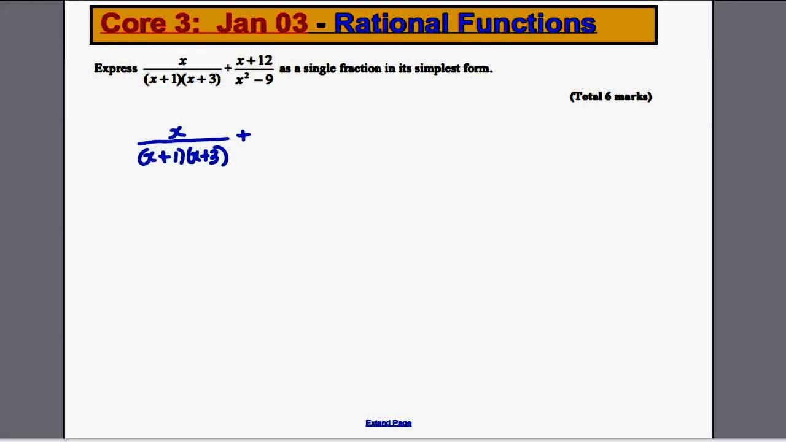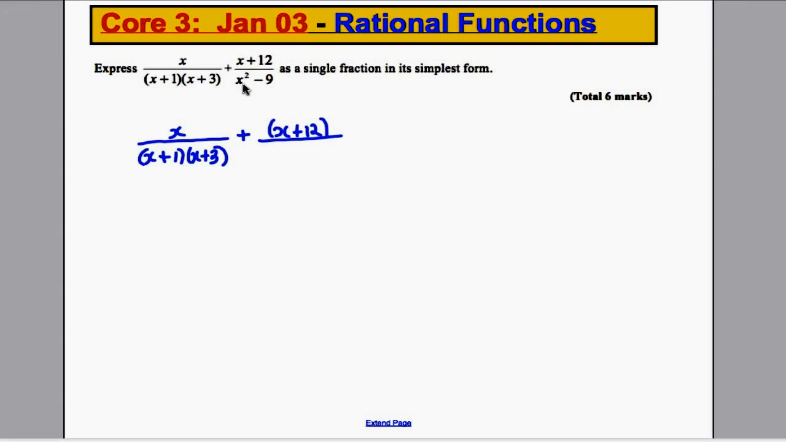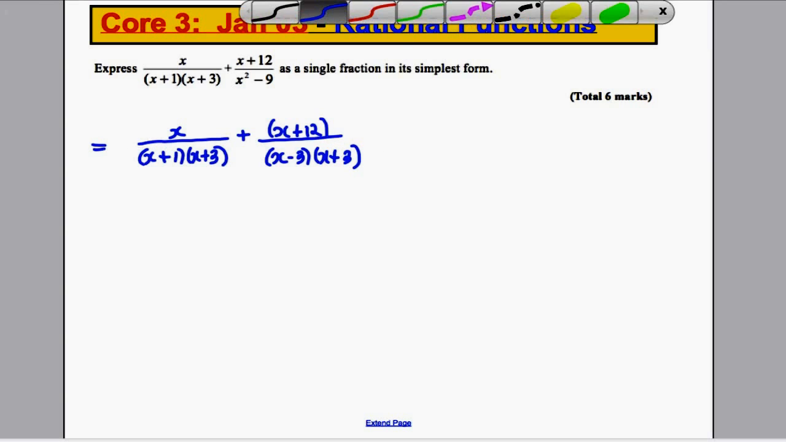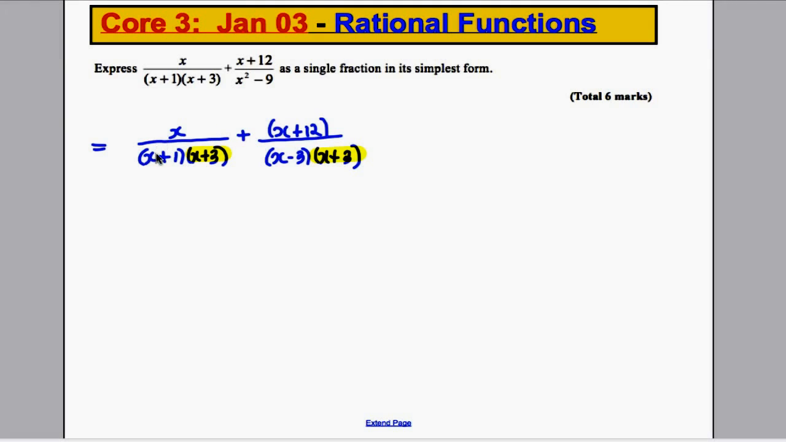Can't factorise the numerator of the second. Keep it in brackets so you know that's all part of the second fraction. But the bottom here, that's the difference of two squares. So you should note that factorises as x minus 3, x plus 3. Okay, we can't add fractions until the denominators are the same. They've both got a factor of x plus 3 in them. This one needs an extra factor of x minus 3 on top and bottom. This one needs an extra factor of x plus 1 on top and bottom.